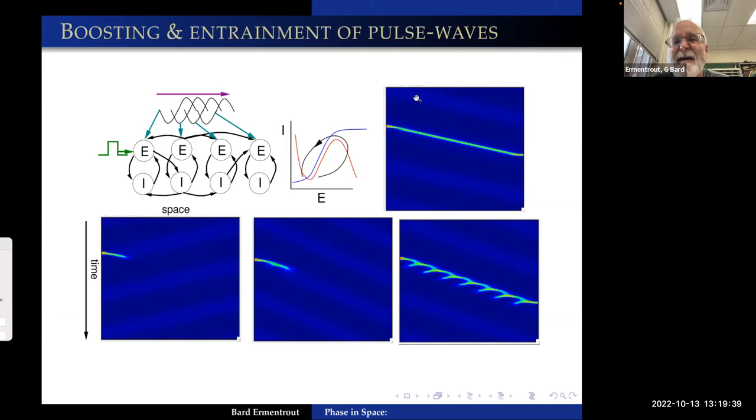Now that periodic wave gives enough of a boost so that information can propagate from this side to the other. If the wave goes the wrong direction, information doesn't propagate. And if the wave is going too fast or too slow, information doesn't propagate. And in between, really cool stuff happens.